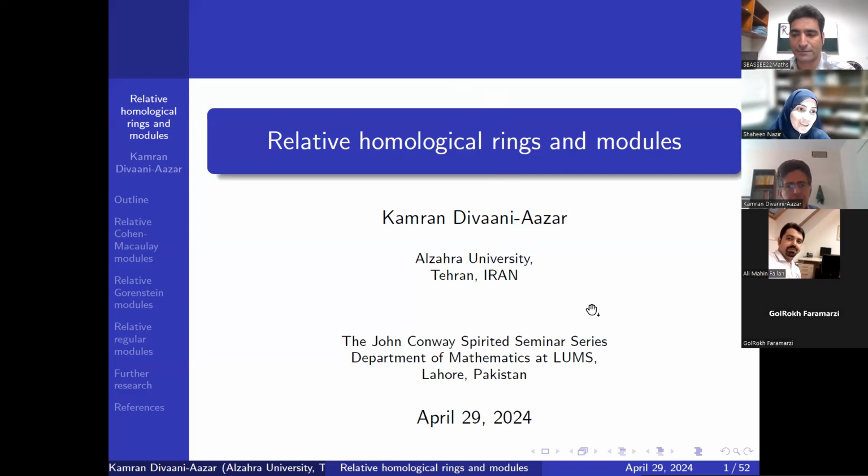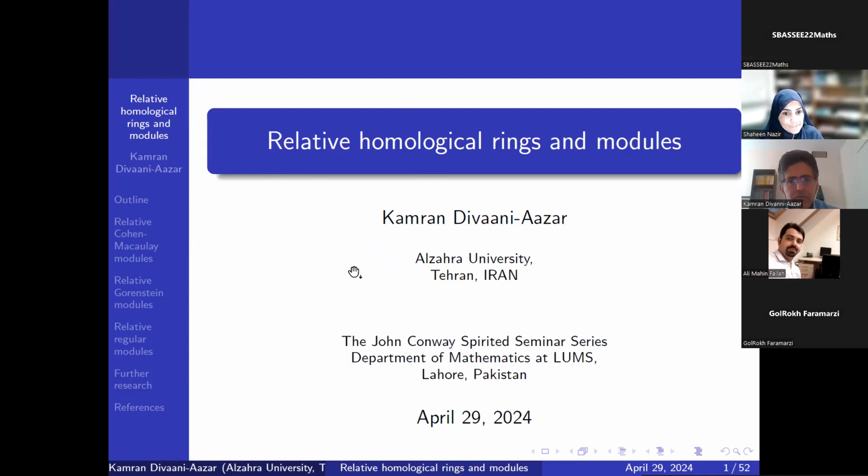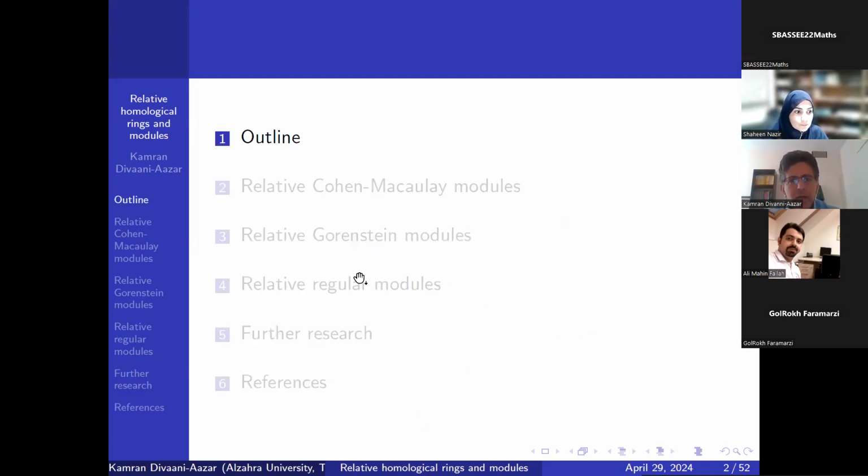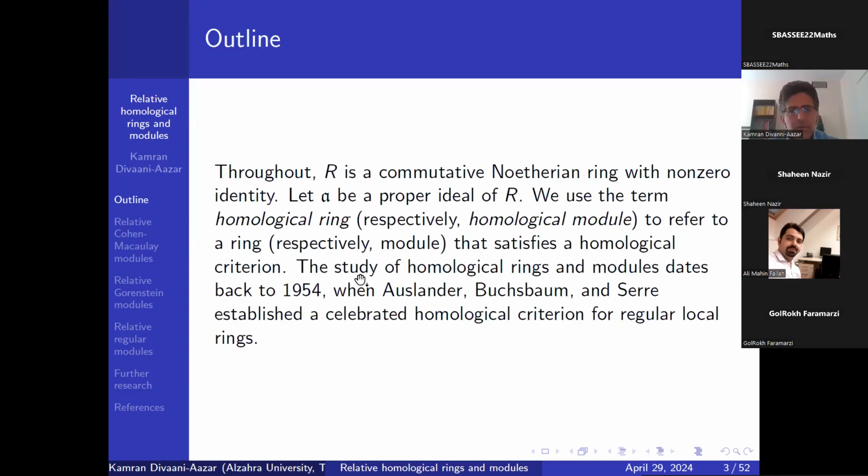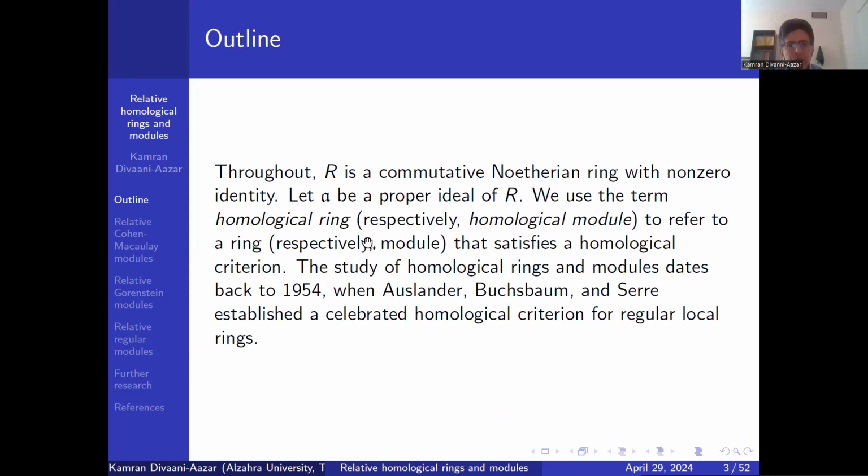He is talking today about relative homological rings and modules. Thank you, Dr. Kamran, for your invitation, and thanks to the participants for being here. As you see, the title is Relative Homological Rings and Modules. First of all, I am going to explain the story behind the origin of homological rings and modules. It goes back to a celebrated characterization of regular local rings in 1954 by Auslander, Buchsbaum, and Serre.